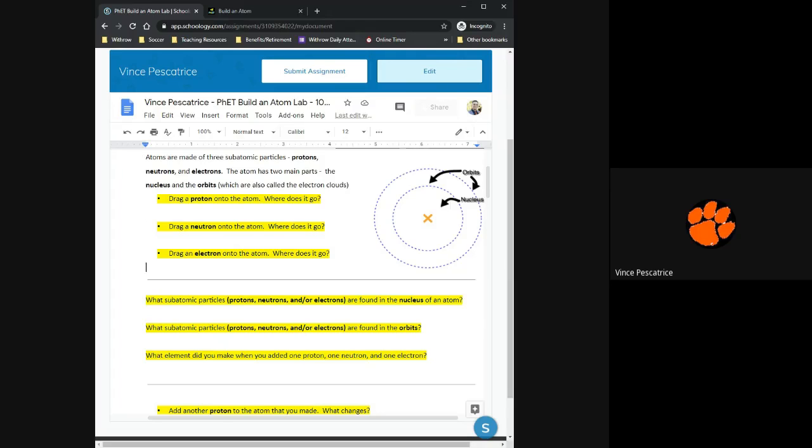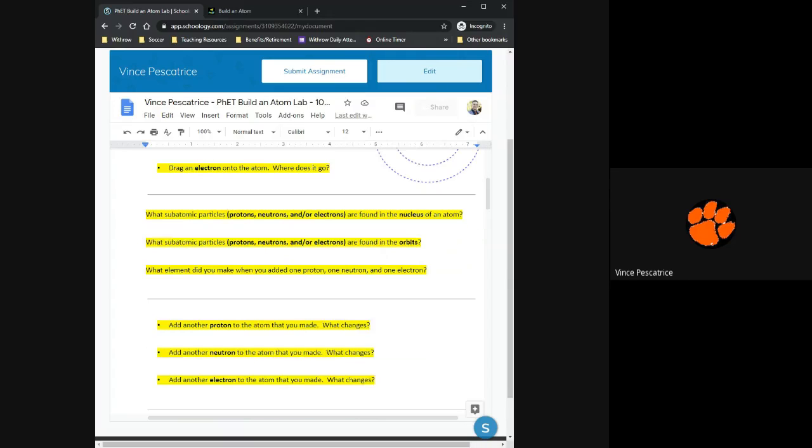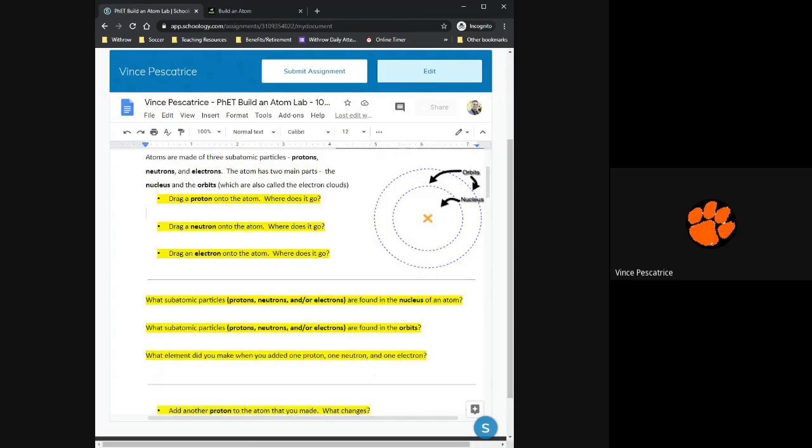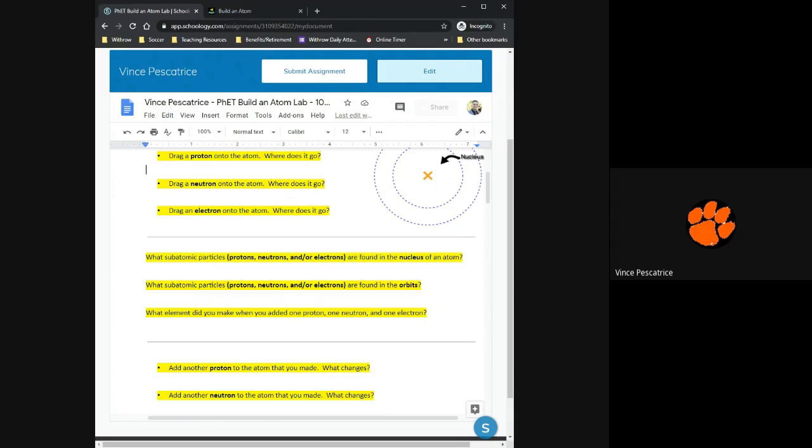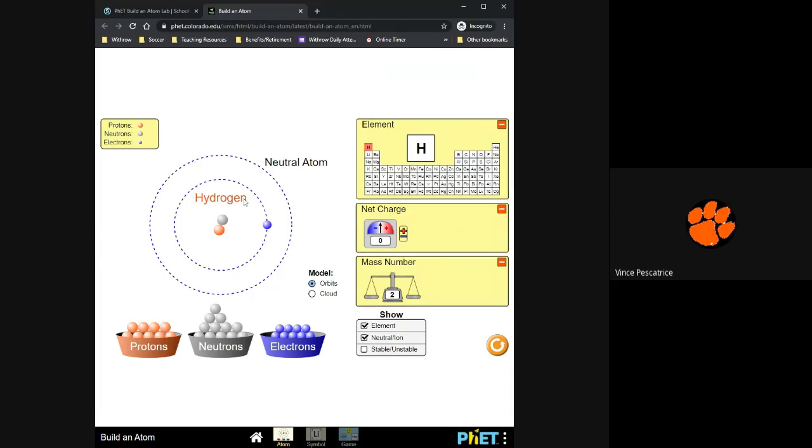That's how you answer the first three questions. You're going to do the same type of stuff down here. Based on those three questions, answer these ones. What subatomic particles were in the nucleus? Which ones are found in the orbits? Look at these three questions up here, because if you answer these three, it'll help you answer all this stuff down here. You can find out what element you made by looking at the red word that pops up in the middle. So this is hydrogen. One proton, one neutron, and one electron is hydrogen.